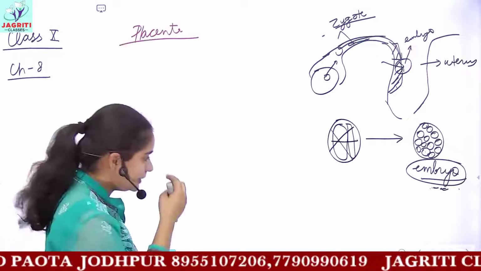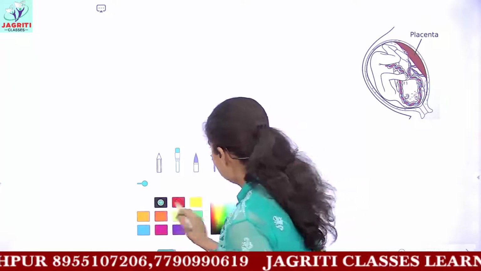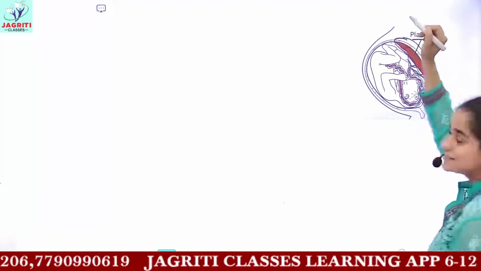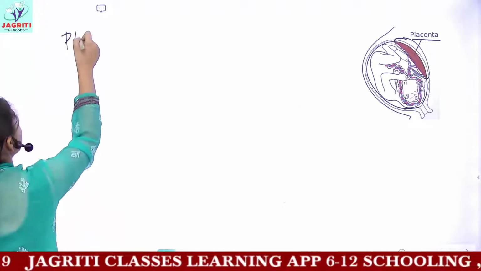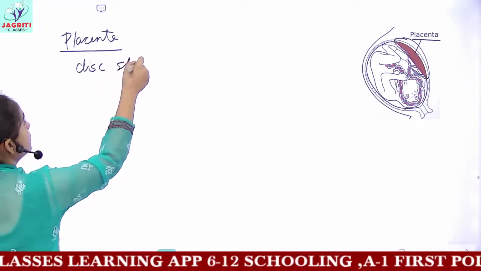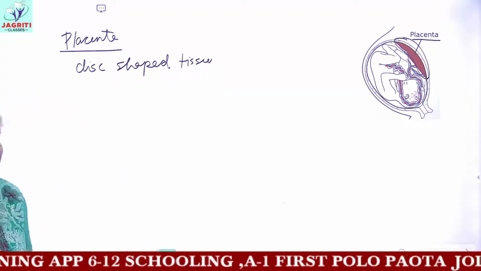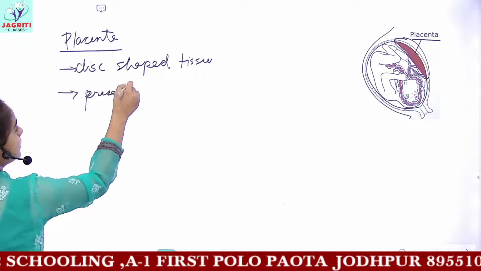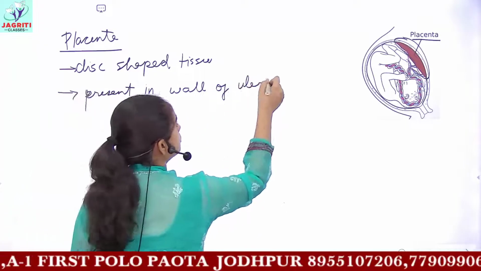Okay, so placenta you can also see in the figure. This disc-shaped tissue which is present in the wall of uterus, this is known as placenta. So for studying placenta, what you have is placenta. This is a disc-shaped tissue, and this placenta is present in the uterine wall. It is present in wall of uterus.